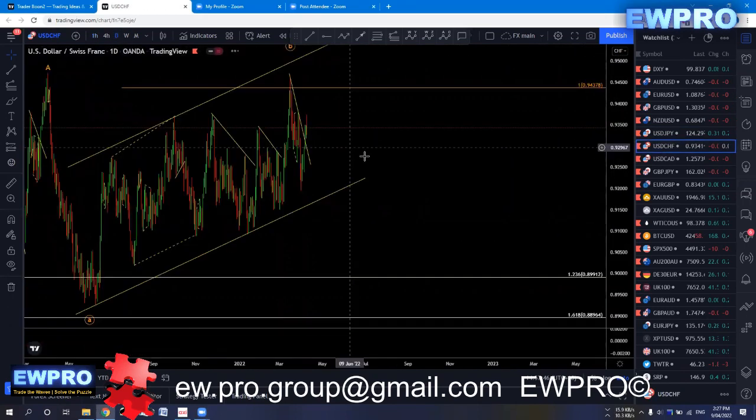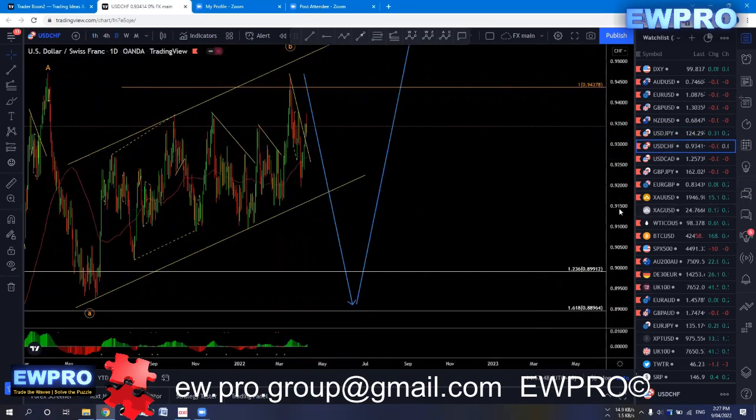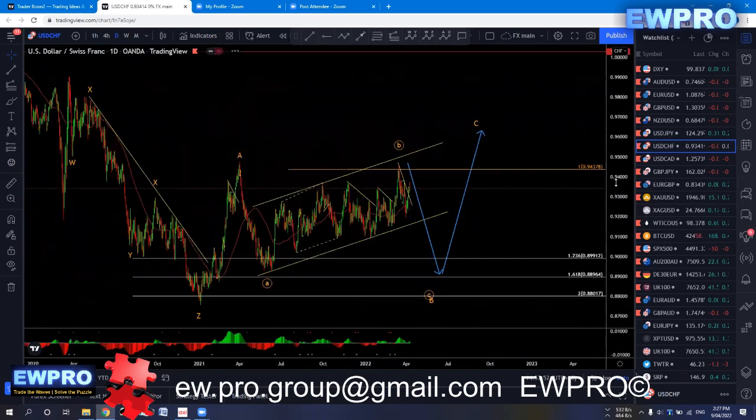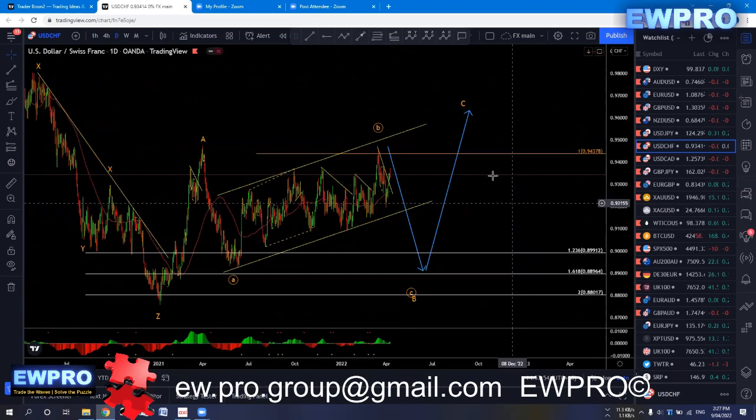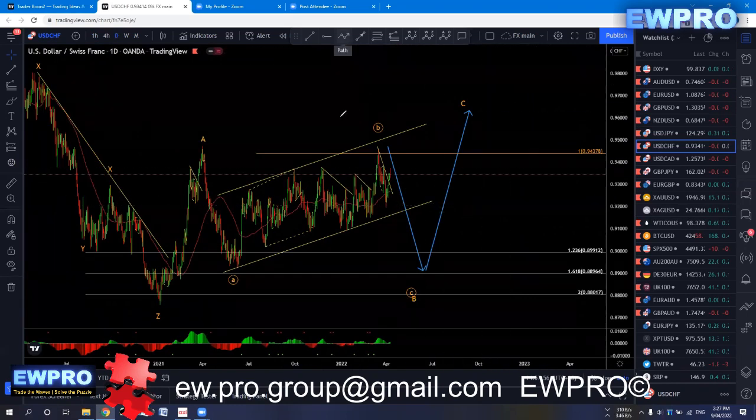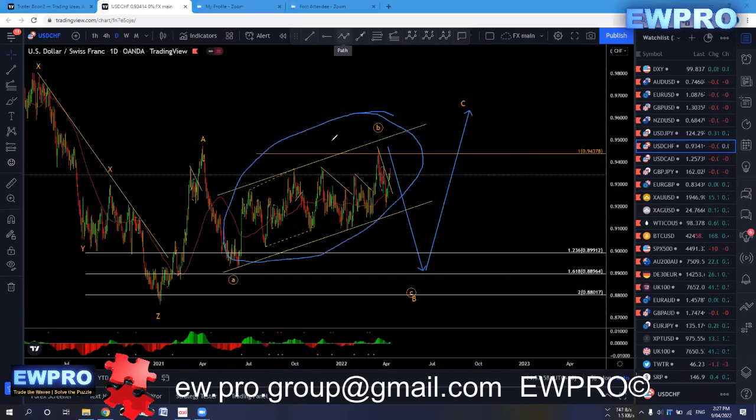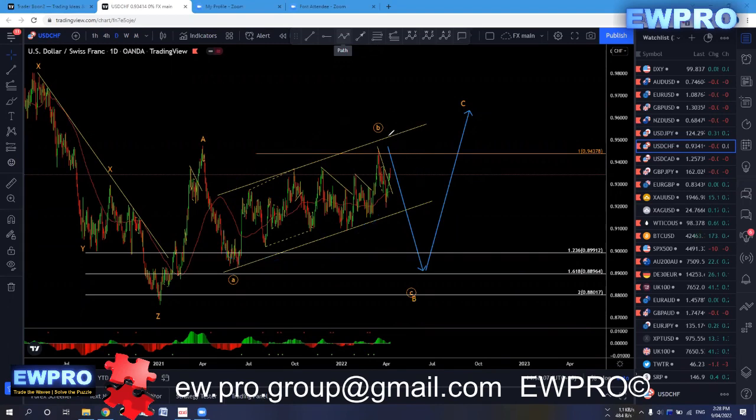The Swissy on the daily, this has become very complex as well. Whatever's happening in here is a B wave. And as you can see, B waves can be very choppy. But what we're looking for is this for the A, B, C. And then we'd be looking for the larger A, B, C.